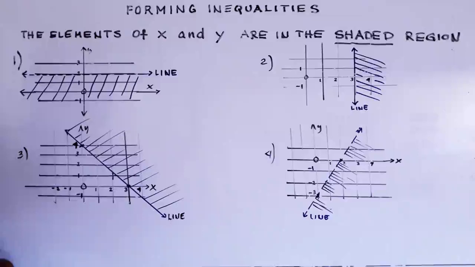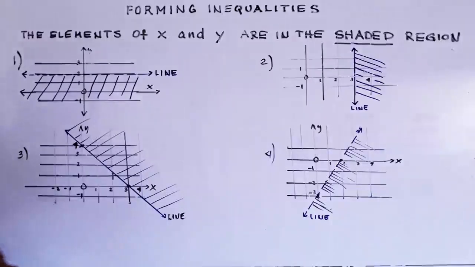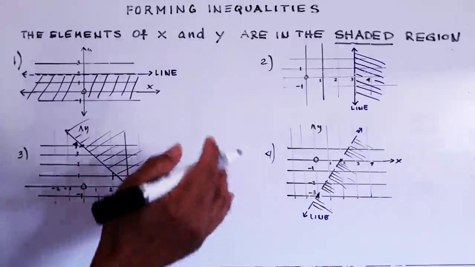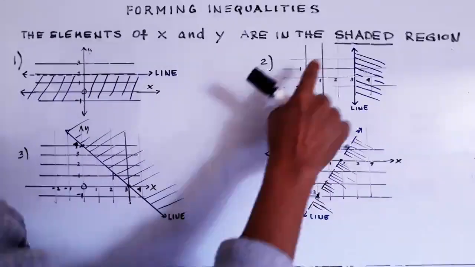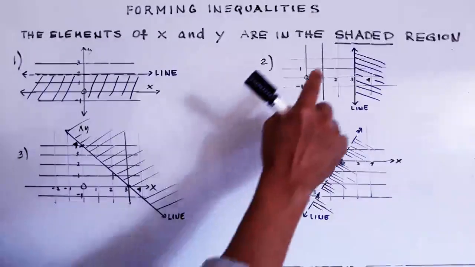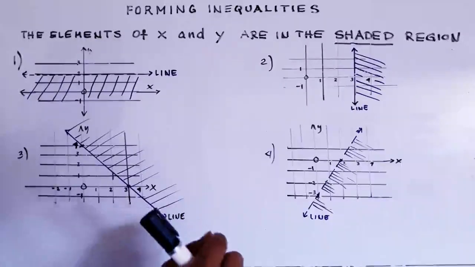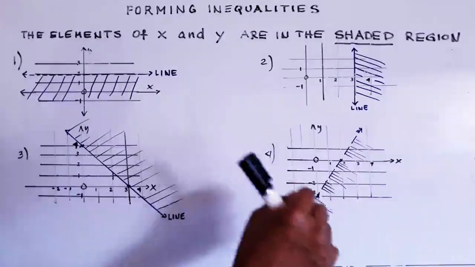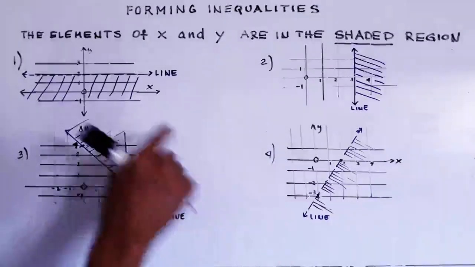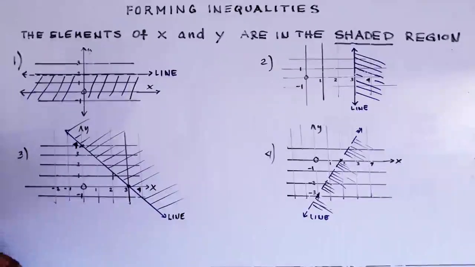Sometimes we want the unshaded or the clear area to be the area for the elements of our x and y to be there. But in some problems, they are going to give you the values in the shaded region. So in the example here, the shaded region is the true region. It means that the values of x and y lie in that shaded region. So please read the instruction before you proceed to form your inequalities.